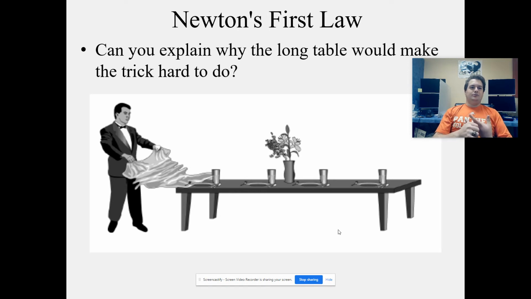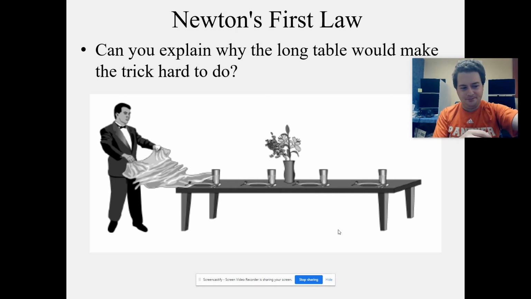So, a classic trick, trying to pull a tablecloth off of a dinner table. You've probably seen it in movies or TV shows. They pull the tablecloth off, and then everything stays where it is. The reason that happens is inertia.